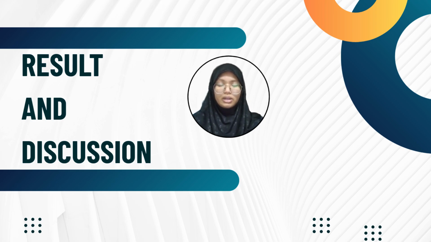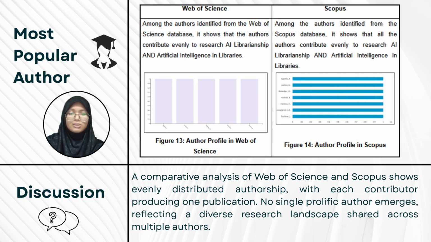As for this part, I will talk about the results and discussion. This page talks about the most popular authors in Web of Science. Among the authors identified from the Web of Science database, it shows that the authors contribute evenly to research on AI librarianship and artificial intelligence in libraries. In this Figure 13, author profile in Web of Science, it shows that all the authors have done research about AI librarianship and artificial intelligence in libraries.